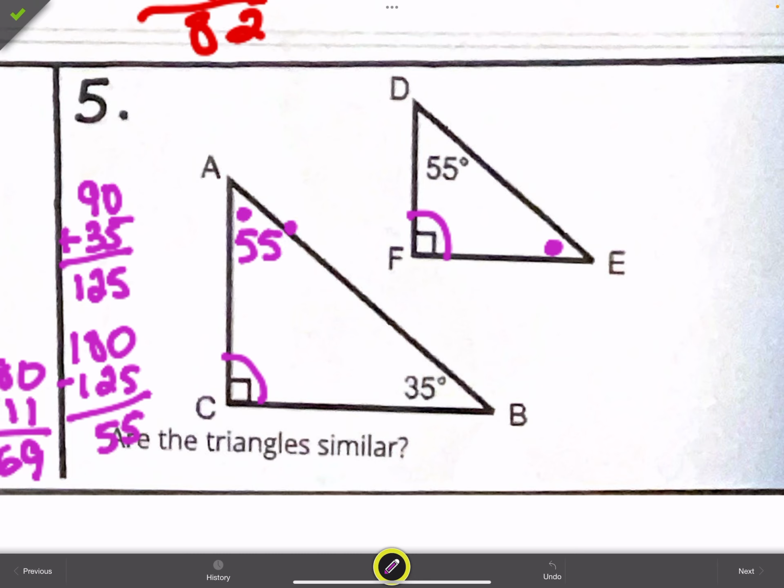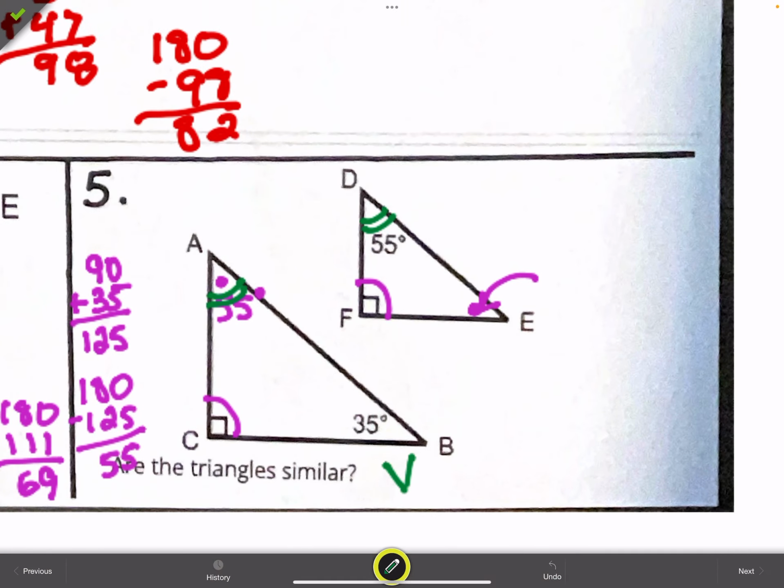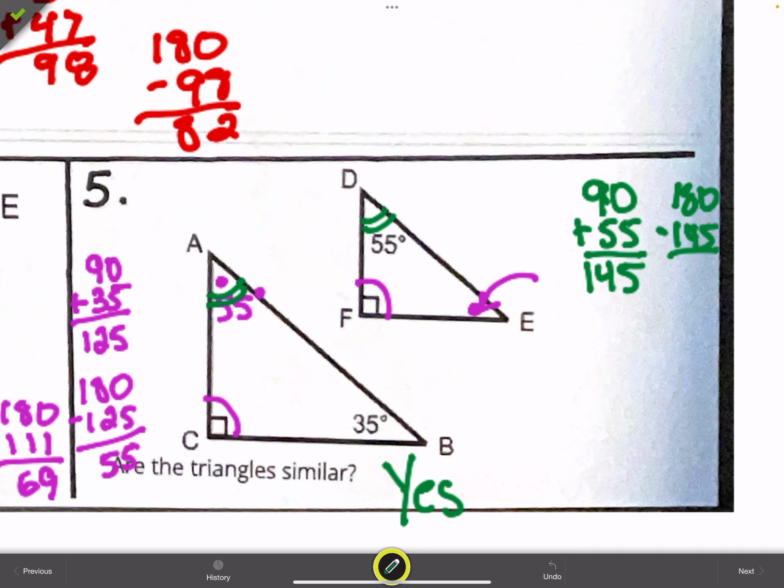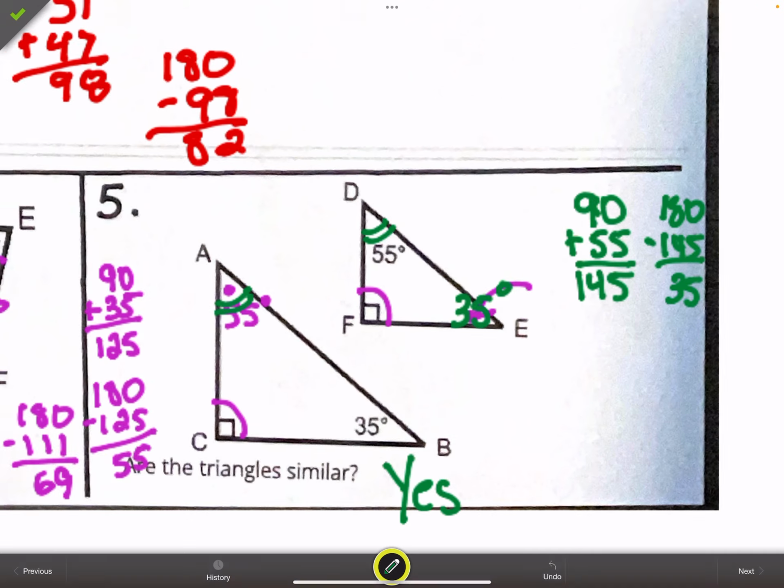Now, once I do this, you actually don't really have to come over and find this angle, because you should see, hey, look, this angle's 55, and so is this angle. There's my second pair of congruent angles, and so, yes, my triangles are similar. Okay. Now, if you wanted to be thorough, you would say, let me just make sure. You'd add 90 and 55 over here. You'd come up with 145, subtract from 180, and you'd find out that angle E is 35. So you could have done the 55s or you could have done the 35s. But yes, your triangles are similar.